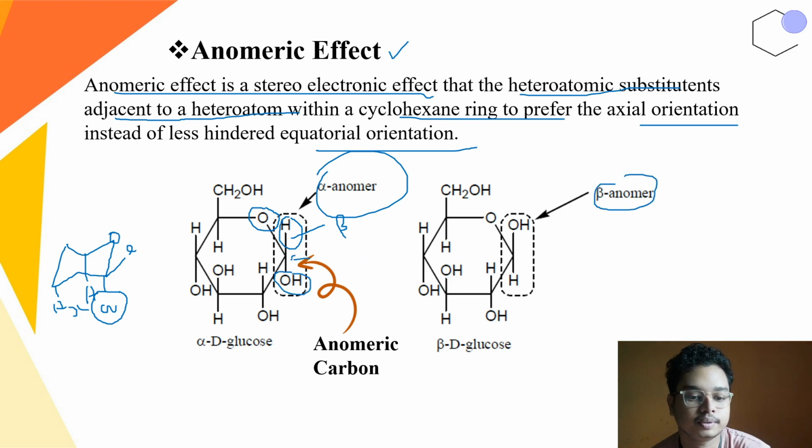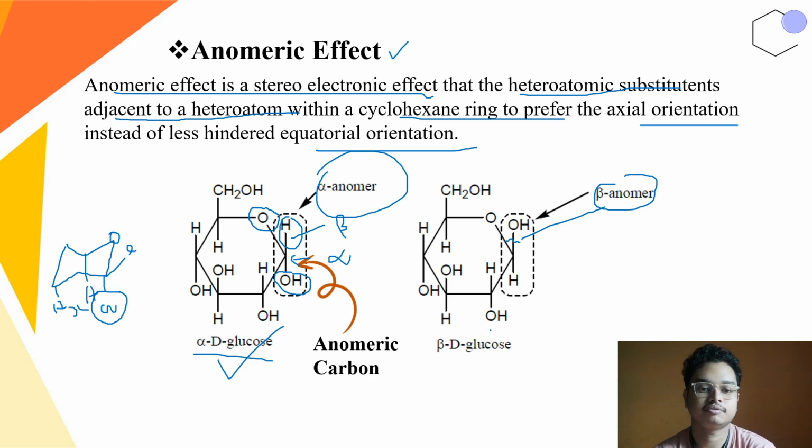Here the OH group is present in the alpha bond, so it is called the alpha anomer, and here the OH group is present in the beta bond of the cyclohexane group, then it is called the beta anomer. And among these, alpha-D-glucose has much more stability over beta-D-glucose. So we can justify or prove the stability of anomers by using these arguments.